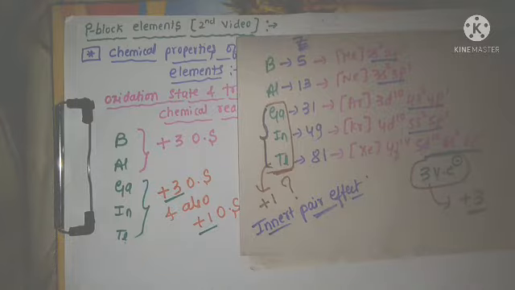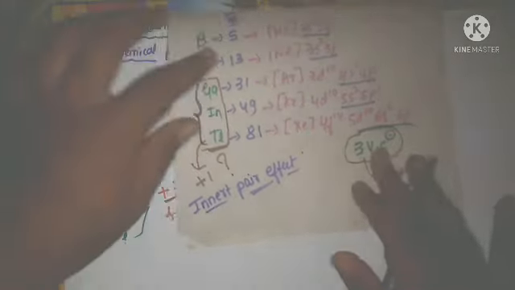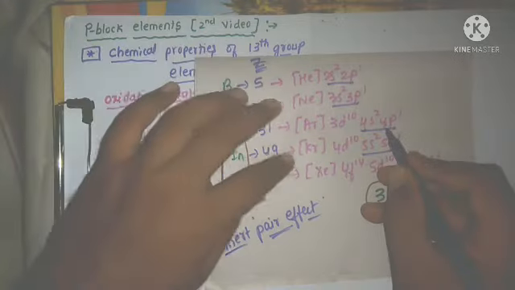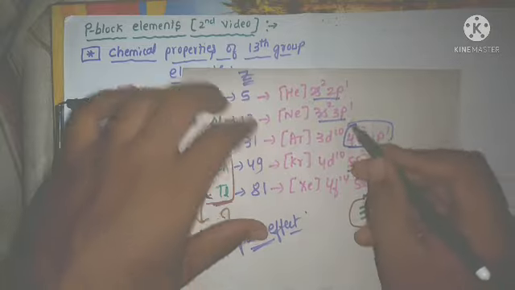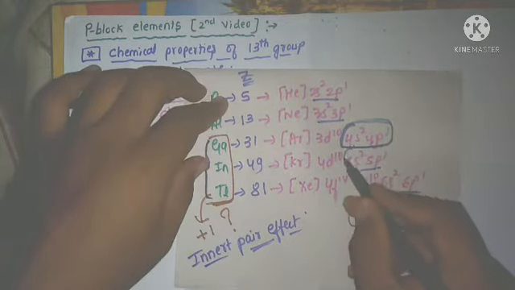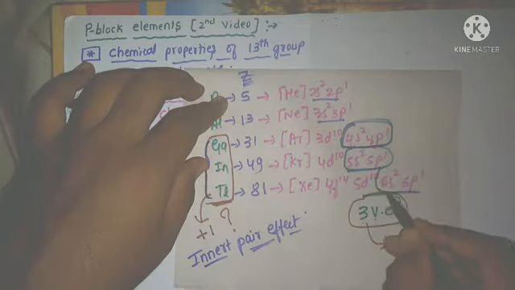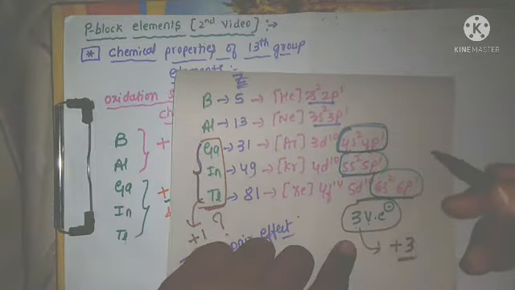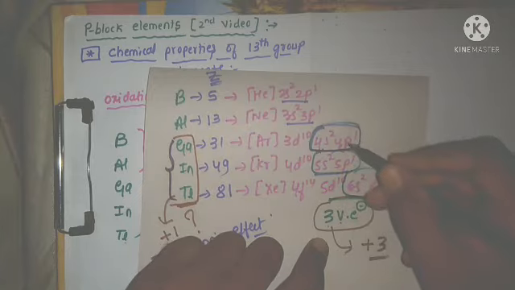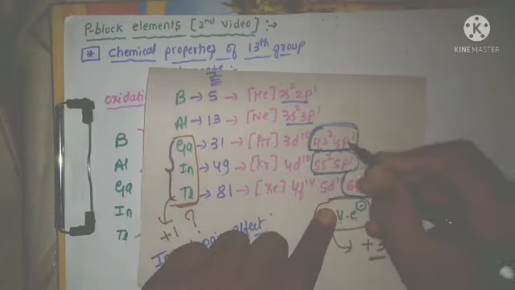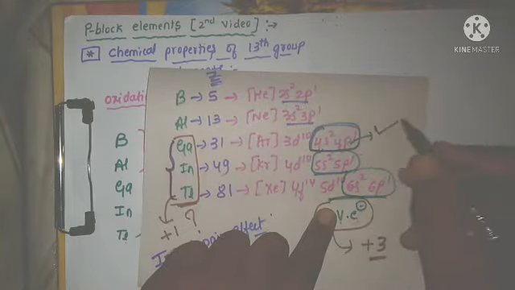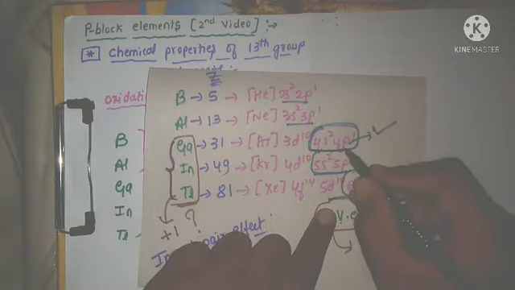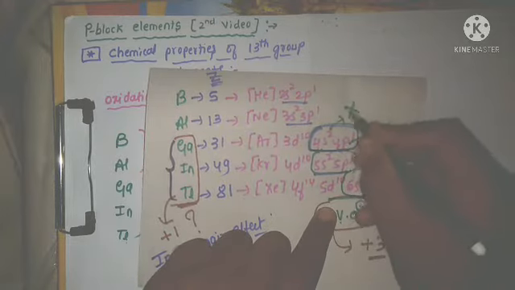Sir, what is meant by inert pair effect? For this, I will just tell. Check here: 4s2 4p1 in gallium. Valence electrons 4s2 4p1. In indium also 5s2 5p1, and in thallium also 6s2 6p1. Here what happens in these elements, gallium, indium, thallium, is that only the p orbitals form the bond. Bonding is possible only for the p orbitals; the s orbitals are not involved in the bonding.